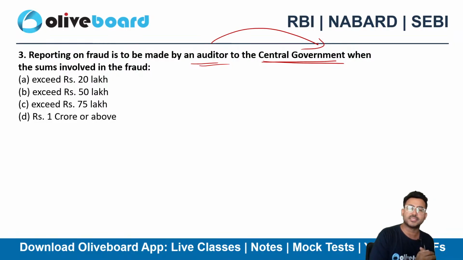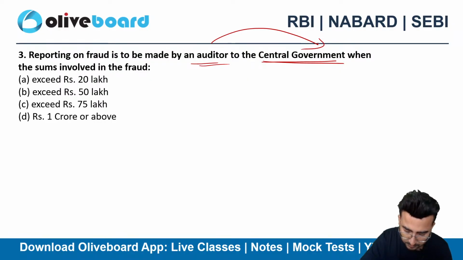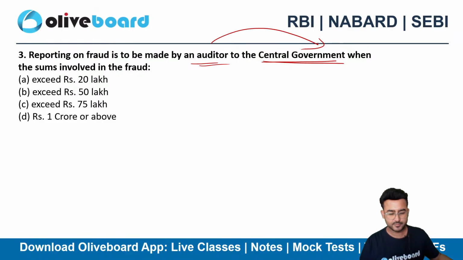This is a very famous and very important section from your Companies Act 2013 related to company audit. If I am the auditor of a company and I am aware of a fraud, I need to report it to the central government immediately if the sum involved in the fraud is how much? Any idea, any opinion in the comment section, guys? Can you tell me the correct answer here? Any guesses?